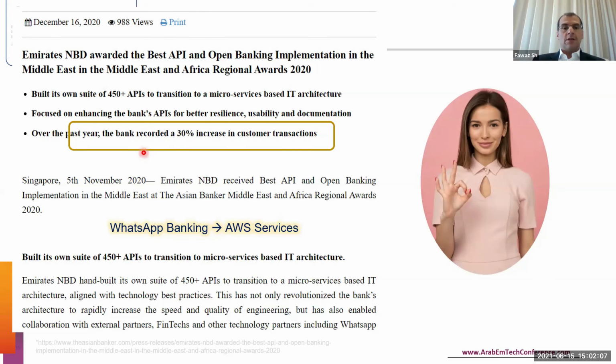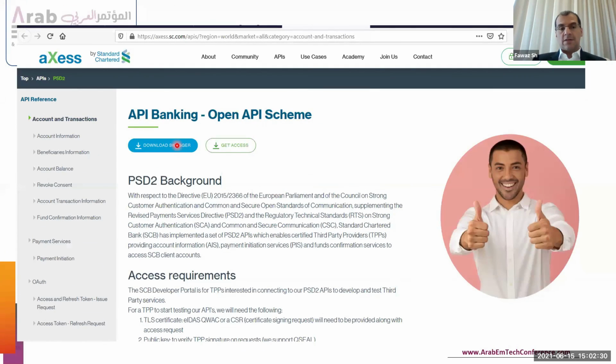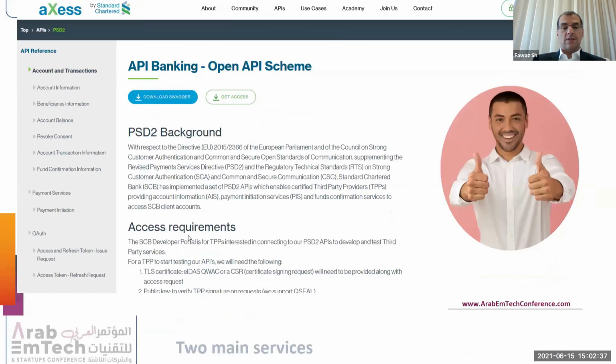So Emirates NBD, in their actual use case with the Open API, recorded a 30% increase in customer transactions after launching their 450 API points. Right, this is a huge advantage, and it enabled them to use WhatsApp banking and AWS services. Standard Chartered also launched their API services, where you can go and test your API with actual customer data, all right?